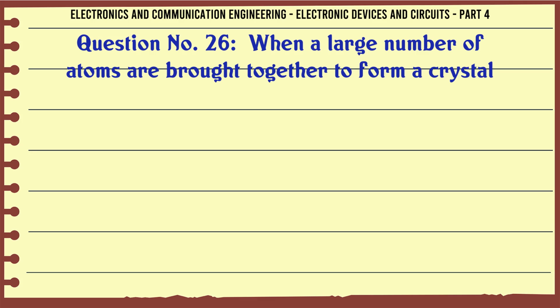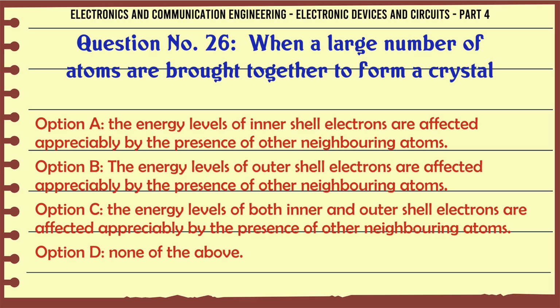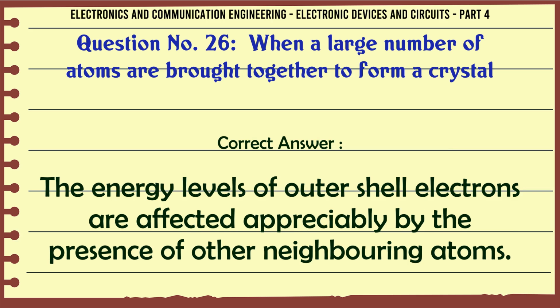When a large number of atoms are brought together to form a crystal, A, the energy levels of inner shell electrons are affected appreciably by the presence of other neighboring atoms. B, The energy levels of outer shell electrons are affected appreciably by the presence of other neighboring atoms. C, The energy levels of both inner and outer shell electrons are affected appreciably by the presence of other neighboring atoms. D, None of the above. The correct answer is the energy levels of outer shell electrons are affected appreciably by the presence of other neighboring atoms.